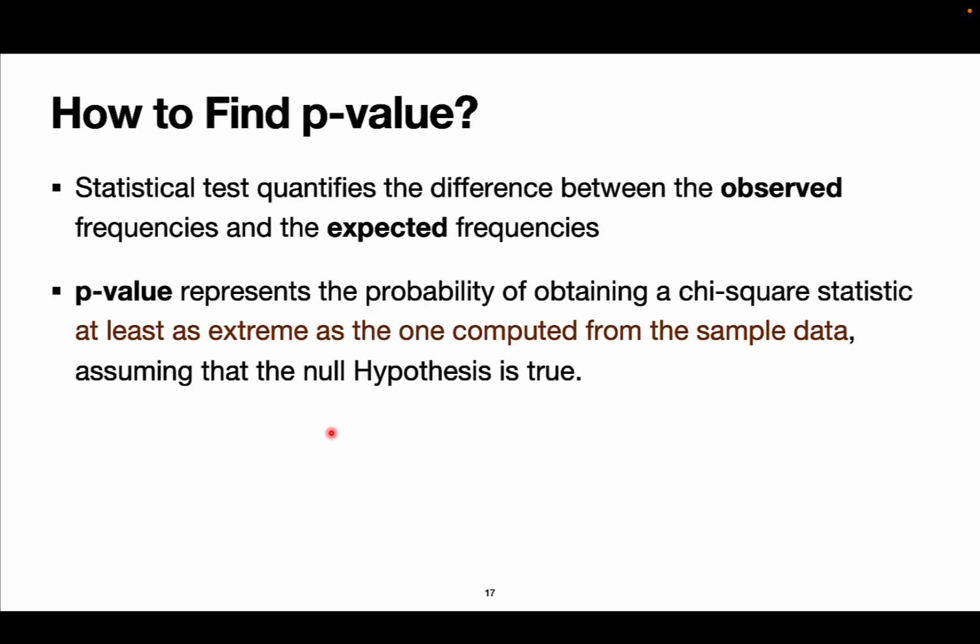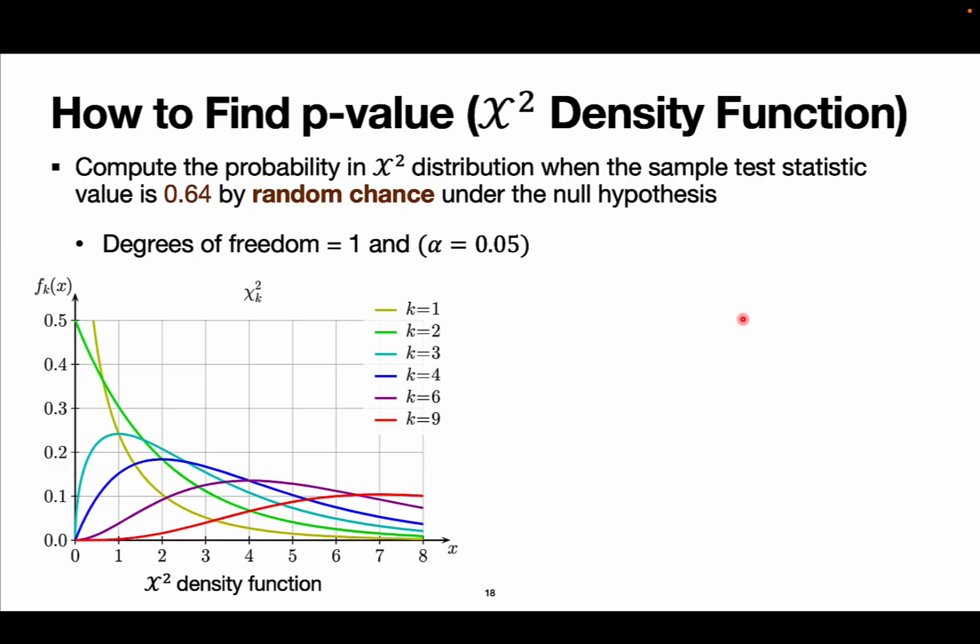The statistical test we computed in the previous slide quantifies the difference between the observed frequencies and the expected frequencies. Now, the p-value is the probability of obtaining a chi-square statistic that is at least as extreme as the one computed from the data, but with a very big assumption, which is that the null hypothesis is true. And there are several methods to obtain the p-value for a chi-square distribution with k equal 1 degrees of freedom.